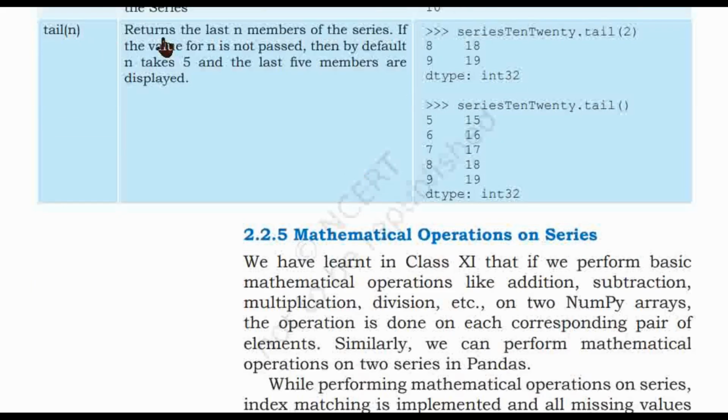tail(n) returns the last n members of the series. If the value for n is not passed, then by default n takes 5 and the last 5 members are displayed.